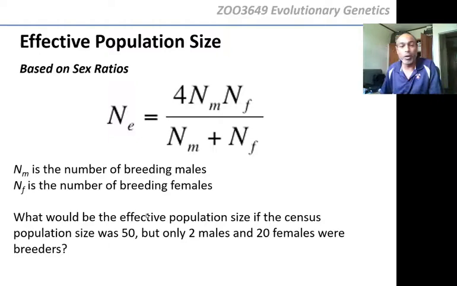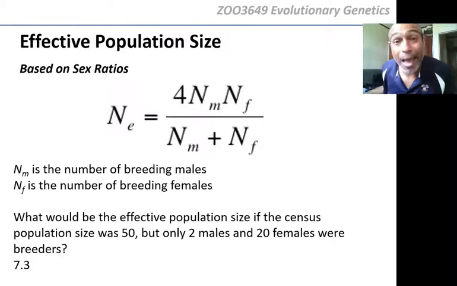Okay, so now what's going to happen? Our effective population size is what? It is 4 times 2 times 20 divided by 2 plus 20. And that gives you 7.3. You have a census size of 50 and your effective population size is only 7.3. That population is cruising for a bruising. That population is going to be extinct in a couple of generations. Because why? They're all going to be unhealthy.